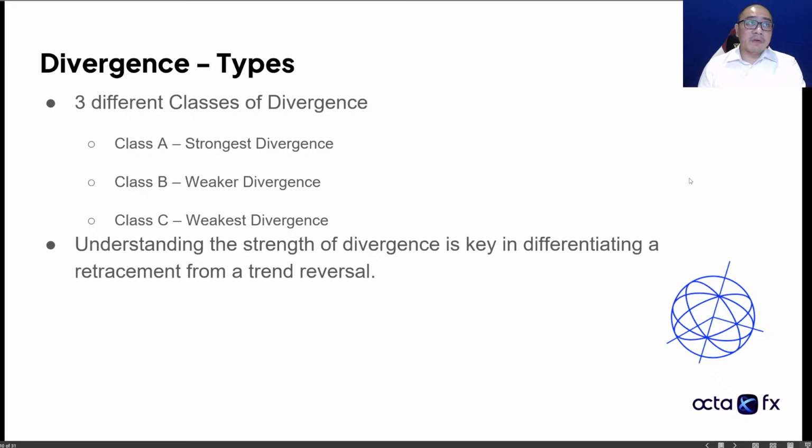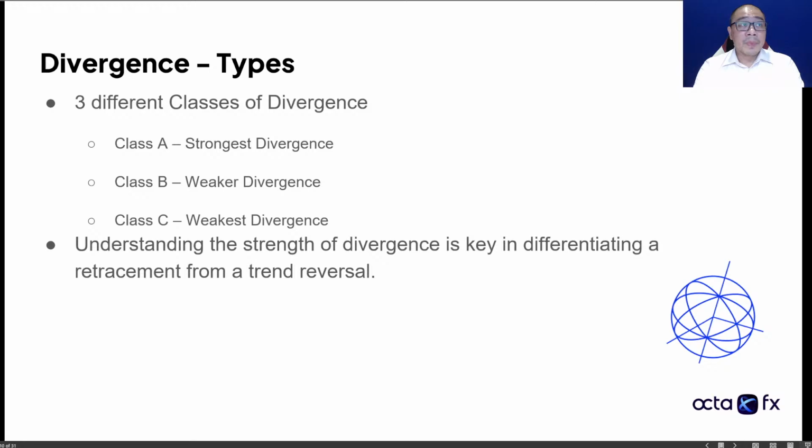When we talk about regular divergences, there are actually 3 different classes of regular divergence. We've got a class A regular divergence, which is the strongest divergence, and the example that I just gave you. Then we have a class B divergence, which is a weaker form of divergence. And then we have a class C, which is the weakest, and typically we just ignore it. But I'm going to explain it here just in case you come across situations like a class C divergence.